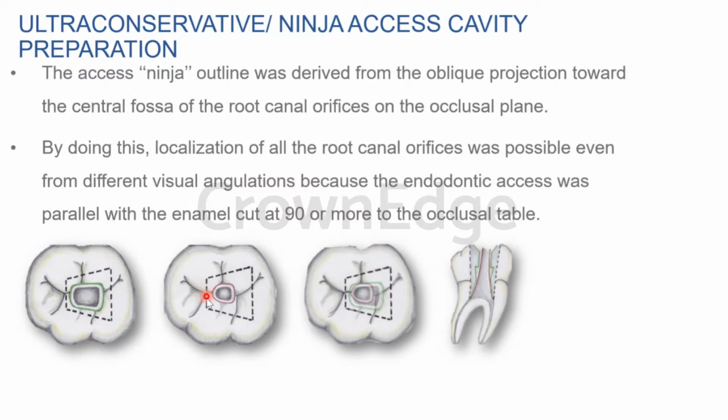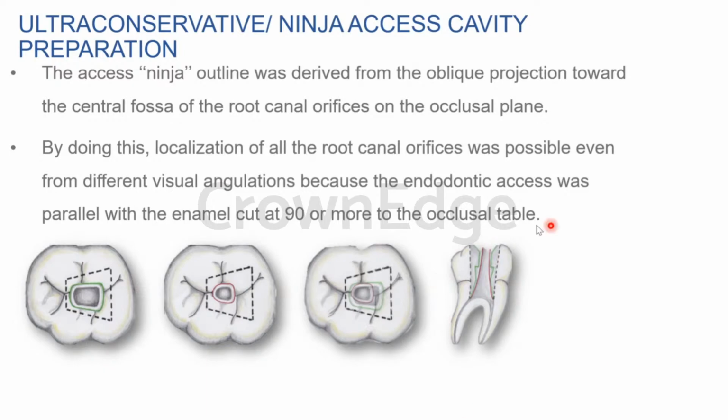So your red line is your ninja access cavity preparation. The green line, what you're seeing in the left image, is the contracted access cavity preparation, which is kind of midway between a ninja access and a traditional access. So somewhere over here you can see all the three being placed. The trapezoid is the traditional access cavity, the green line is your contracted access cavity, and the red being your ultra conservative or ninja access cavity preparations.